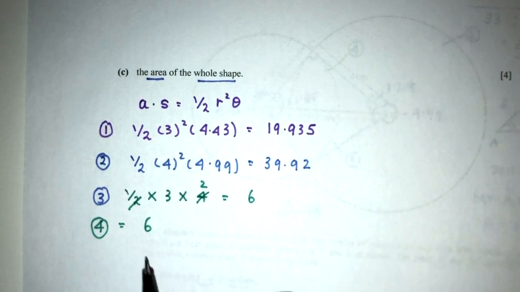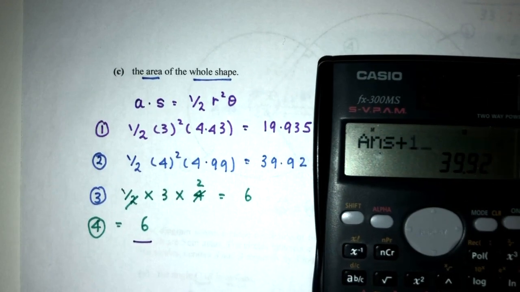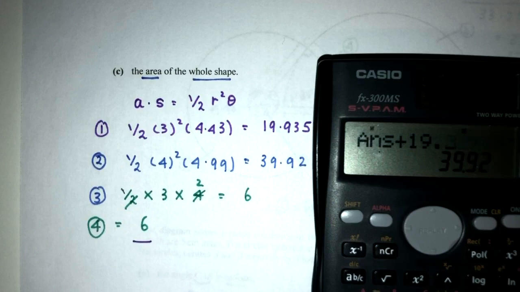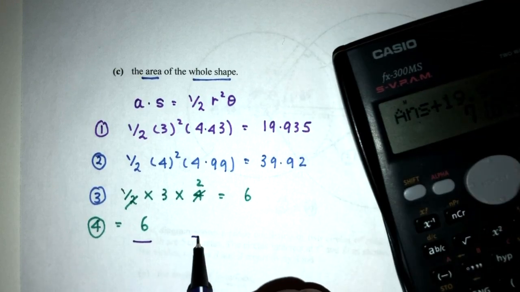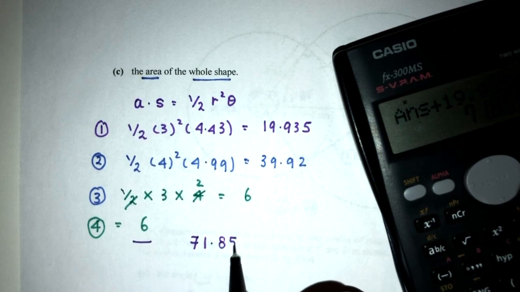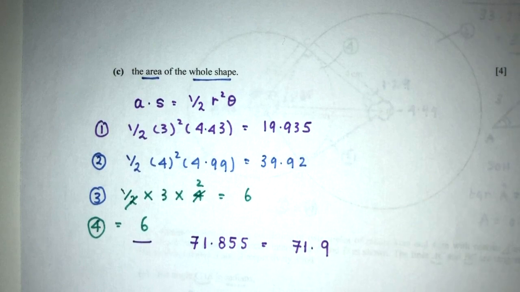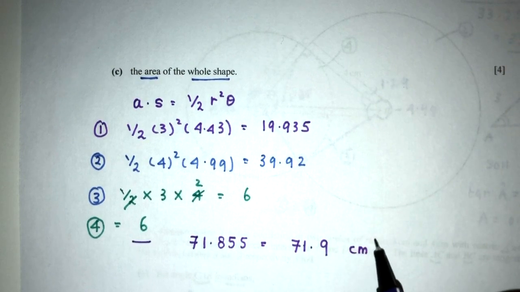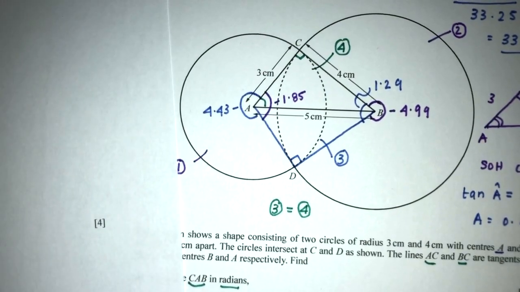Now we just have to add them together to find the area. So your answer is 19.935 plus 39.92 plus 6 plus 6. That should be 71.855. That will be 71.9 for the area, centimeter square, correct to 3SF. That will be the area that we have.